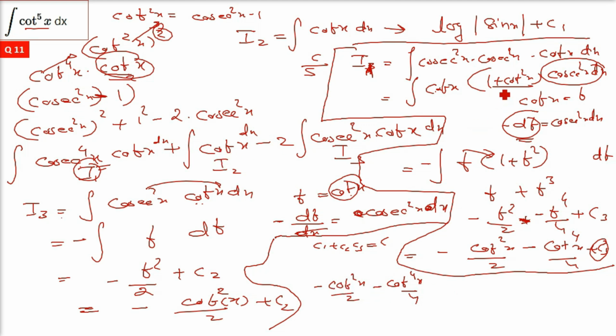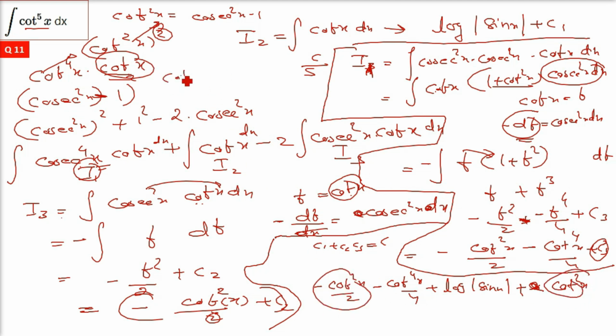Cot x integration was direct. It was log modulus sin x plus some constant that we will take outside. The last term is cosec square x cot x. Negative 2 is already there. When you multiply this negative 2 with this 2, the negative becomes positive and the 2 gets cancelled, so only cot square x will remain. Cot square x minus cot square x by 2 can be combined. If you take cot square x outside, it will be 1 minus half, that is half only. So cot square x by 2 will come.